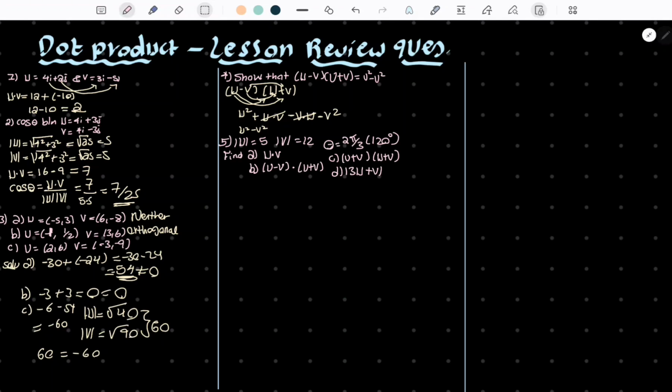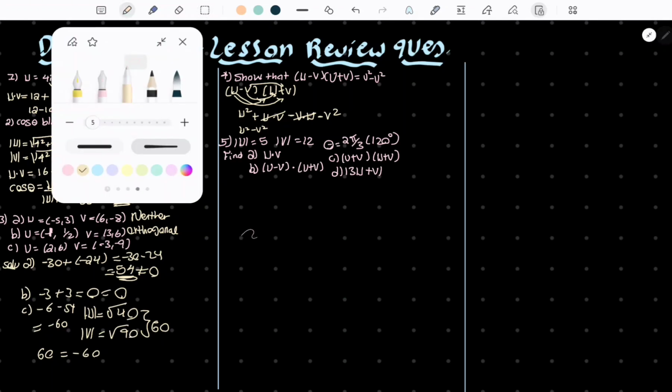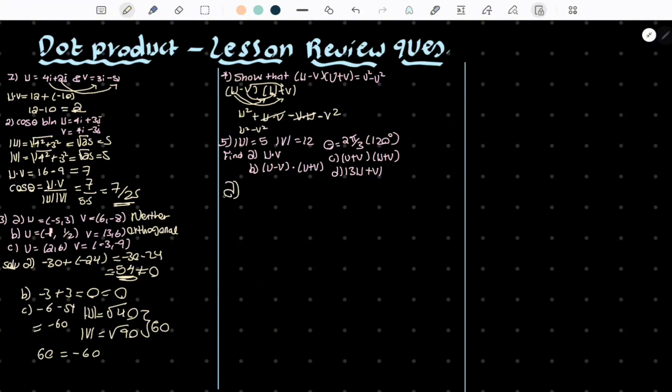Okay, now let's do this question together. The first one is pretty easy. We just need to plug in the numbers. u dot v equals magnitude of u is 5, magnitude of v is 12, and then cos 120. This will give us minus 30.